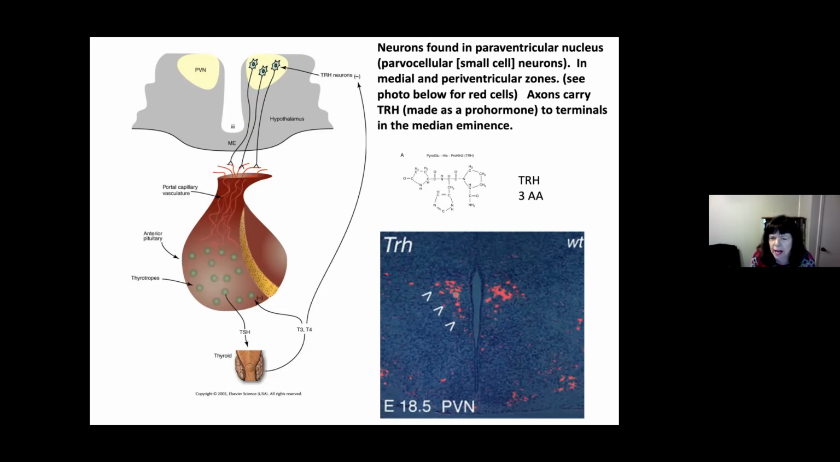And these are actual pictures of TRH neurons, and there's the third ventricle right here. And basically, these are the TRH neurons. This happens to be a neat picture in an embryo. So E18.5 PVN, so this must be a mouse. And basically, you can see that they develop very early and as needed.